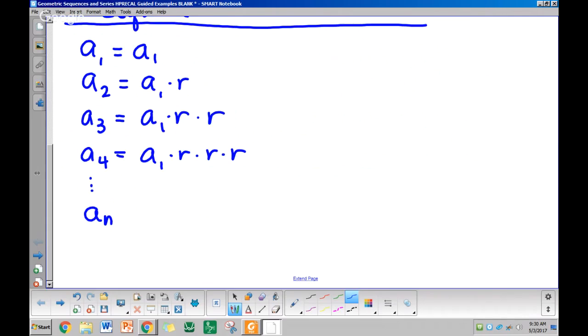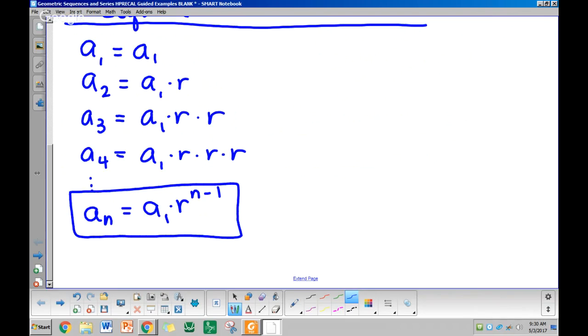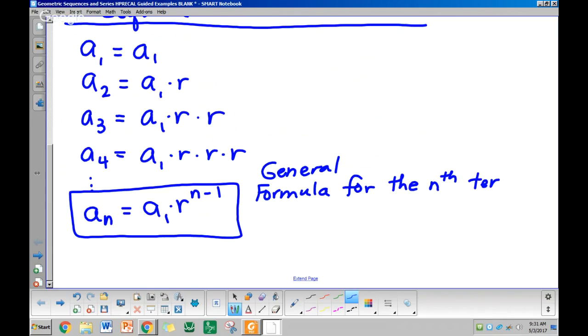And then we make that big leap to the nth term. A sub 1 times r to the n... a sub 1 times r to the n minus 1, yes. This right here is the general formula of a geometric sequence. Now, let's refresh our memory, why are we trying to find an nth term?